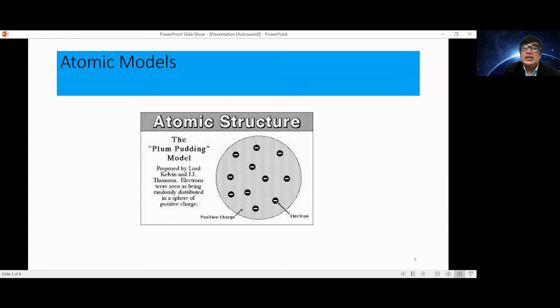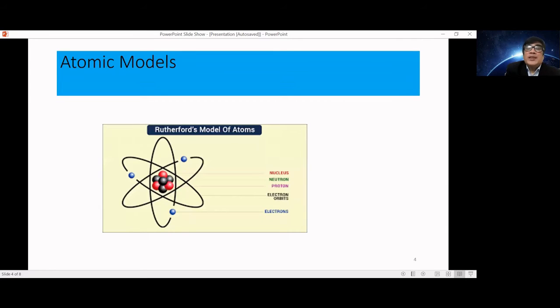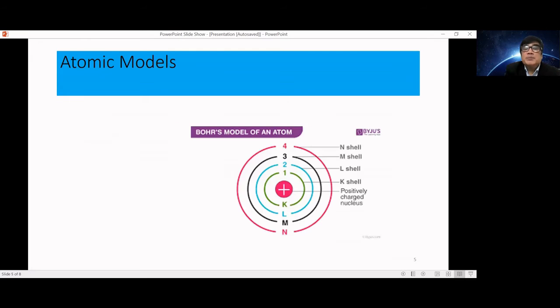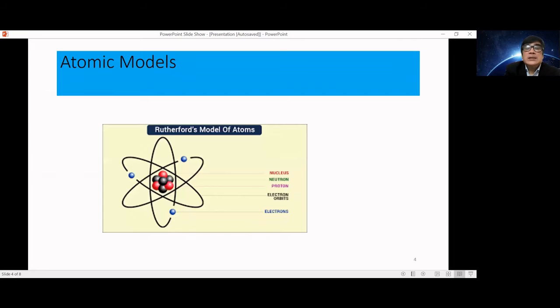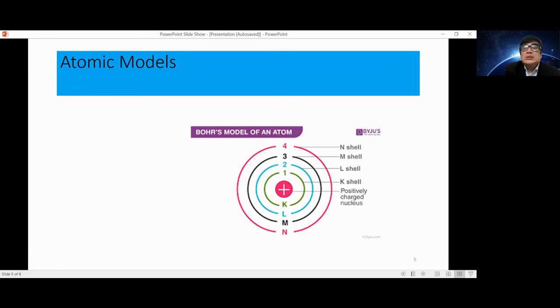pudding, which is the positive charge, like random plums, as represented here by negative charge. Rutherford's model of atoms. Here, Rutherford, who really had come up with three-dimensional orbital electrons, and he also came up with the orbitization, that is quantization of electrons in shells. Bohr model of an atom is simple as 1, 2, 3, 4.